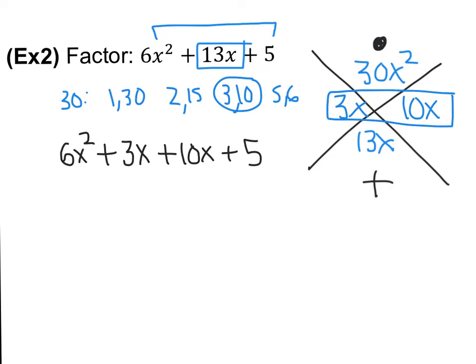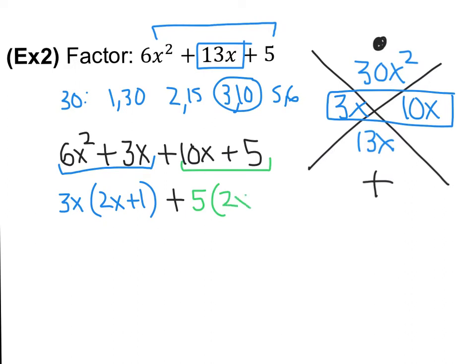Now we have 4 terms, so we're going to group the first 2 terms, and then we're going to group the second 2 terms. In the first 2 terms, factor out the greatest common factor. That is a 3x. We're left with a 2x plus 1 inside the parentheses, so if you multiply that out, you would get 6x squared plus 3x. Then we have plus, I'm going to factor out what's in common in the next 2 terms. That is a 5, and we're left with a 2x plus 1.